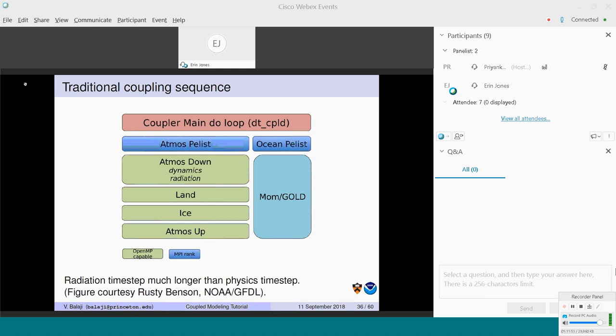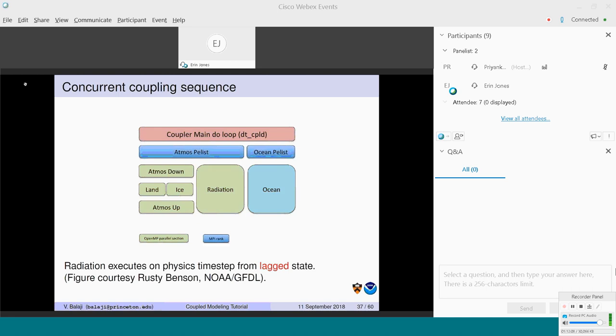Finish the tridiagonal solve. So here you see that the dynamics, the way it's called, you call the dynamics and then you call the radiation. So these two occur one after the other. And what we did was, because it's an expensive calculation, you can make it take the same amount of time as everything else put together. So we changed the coupling so that radiation is running concurrently with the physics. But now you see that the radiation does not know about the updated state. So it's still using the lagged state from the previous time step.